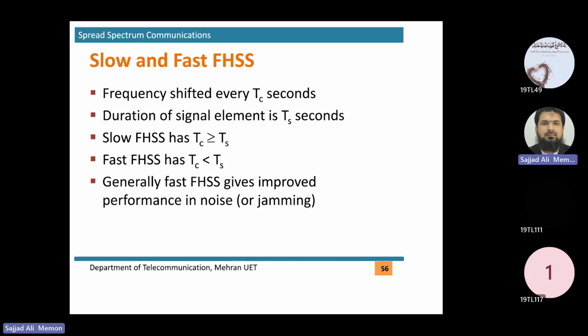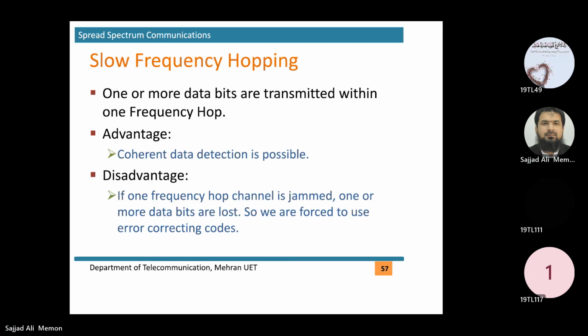Generally, fast FHSS gives improved performance in noise or jamming. Very true, because in case of any jamming, only a portion of the bit will be lost. In slow frequency hopping, one or more data bits are transmitted within one frequency hop. Advantage: coherent data detection is possible. Disadvantage: if one frequency hop channel is jammed, one or more data bits are lost, so we are forced to use error correcting codes.